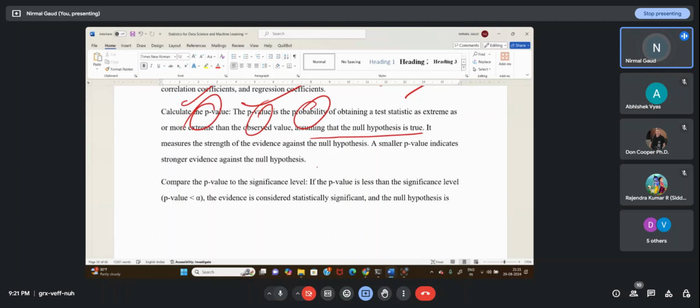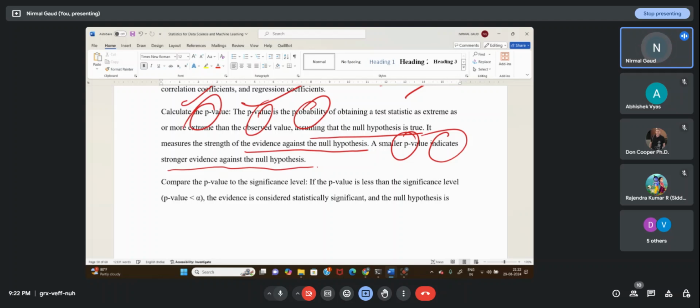And then you have to collect the evidence against the null hypothesis. If the value of p is small, that means you have strong evidence against the null hypothesis. That means your hypothesis is rejected if the value of p is small. If the value of p is more, then accept.